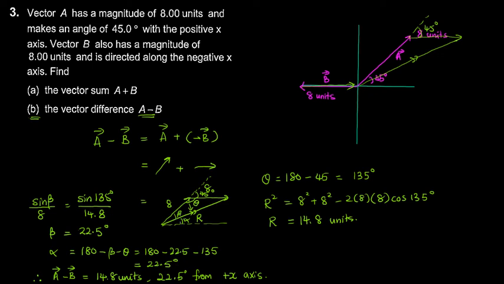Why so? Because this alpha, this also will be alpha, since this is the opposite angle, as you shall see. So in this case, A minus B is 14.8 units, 22.5 degrees from the positive x-axis. I think the answer in the book is not correct. Please follow this one.